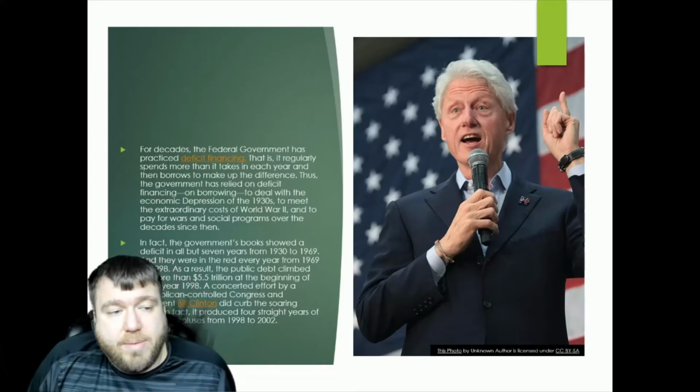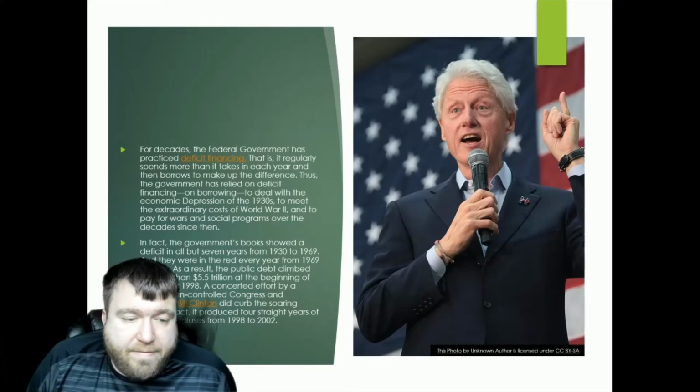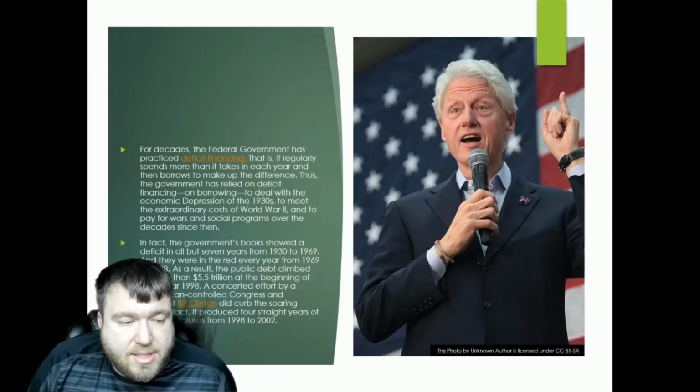For decades, the federal government has practiced deficit financing. That is, it regularly spends more than it takes in each year and then borrows to make up the difference. Thus, the government has relied on deficit financing, on borrowing, to deal with the economic depression of the 1930s, to meet the extraordinary costs of World War II, and to pay for wars and social programs over the decades since then. In fact, the government's books showed a deficit in all but 7 years from 1930 to 1969, and they were in the red every year from 1969 to 1998. As a result, the public debt climbed to more than $5.5 trillion at the beginning of the fiscal year 1998.